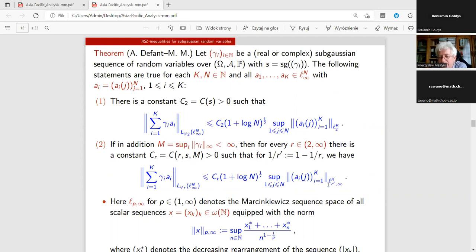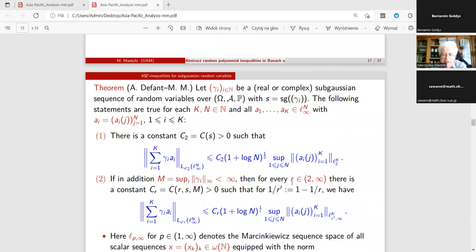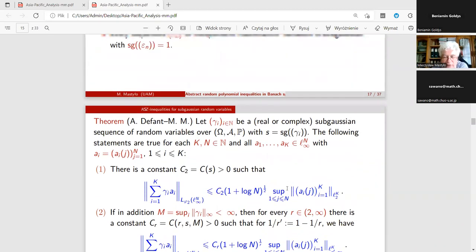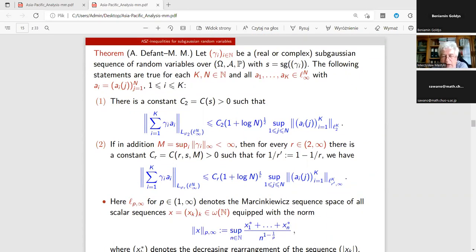The Marcinkiewicz space generated by this conjugate index to R. Here appears this function phi of n, which we calculated in this proposition. You remember it was even shown with the constant, to the power 1/R.